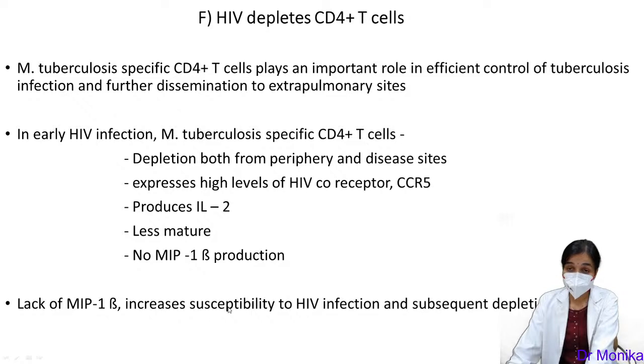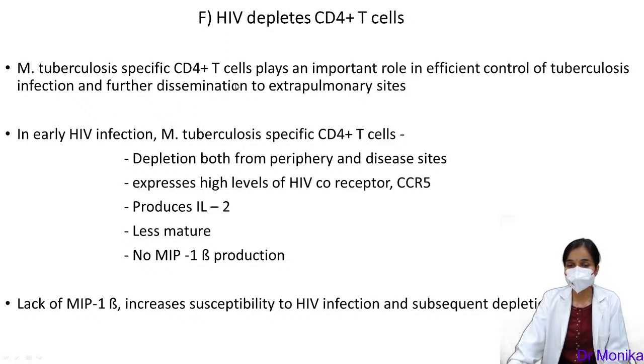So one of the main hallmarks of HIV is that it depletes the CD4 T cell count. So in case of MTB, not only this, they mainly deplete the M. tuberculosis specific CD4 T cell count, and this is the reason why patients with even normal or restored CD4 T cell count are still susceptible to increased risk of TB infection.